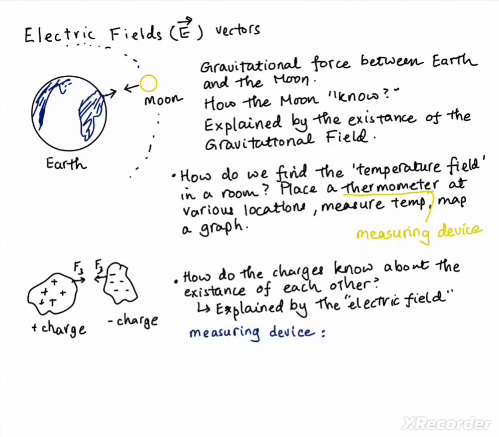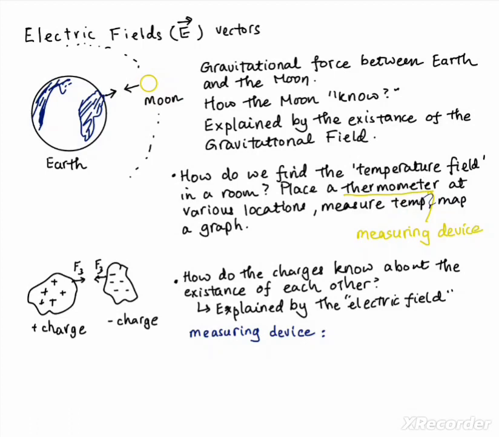Let's go back to Coulomb's law. So we had our two charges. Let's say we have a positive charge and a negative charge, and we know that they attract with the same magnitude of a force. Let's call it F3. We have equal in magnitude and opposite in direction. So how do these charges know about the existence of the other one? This is explained by the electric field.